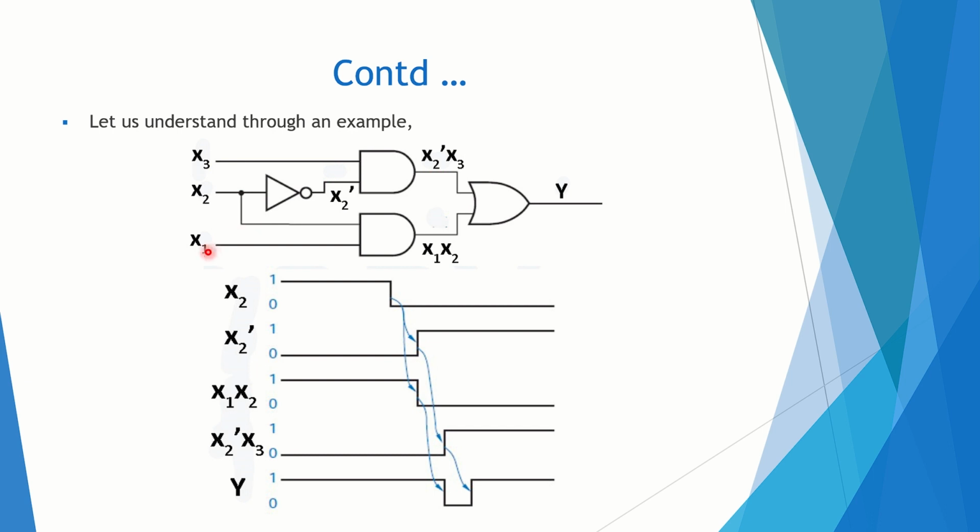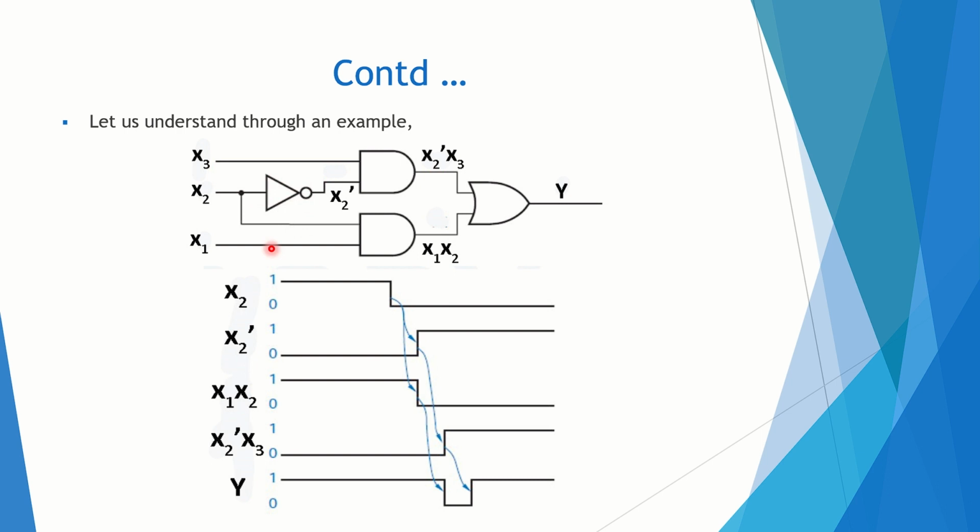Suppose these are the input variables x1, x2, x3, and the changing variable is x2. Let us assume that x1 and x3 remain at 1. This type of static 1 hazard happens in an AND-OR circuit, that is, a sum of product term circuit. Here x2 is changing from 1 to 0. x1 and x3, as I have told, remain at 1. Only x2 changes from 1 to 0.